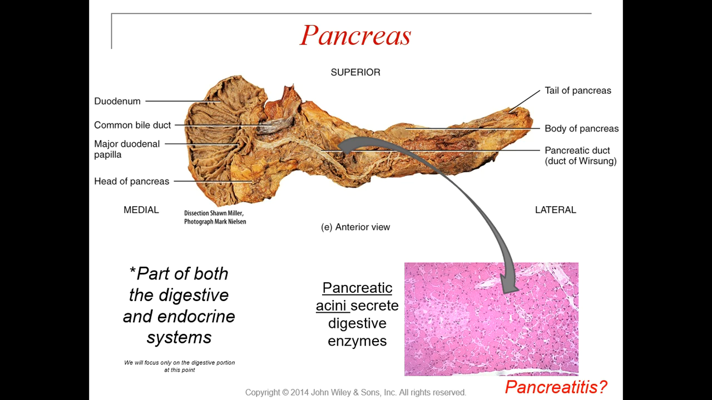Here's the pancreas. We can see this duct right through here, which we already looked at a little while ago. This is the pancreatic duct. In the endocrine system, we looked at the pancreas as well. The pancreas has both endocrine and exocrine function. The endocrine hormones, insulin and glucagon, we already looked at. Here we're going to focus on the digestive portion of the pancreas.